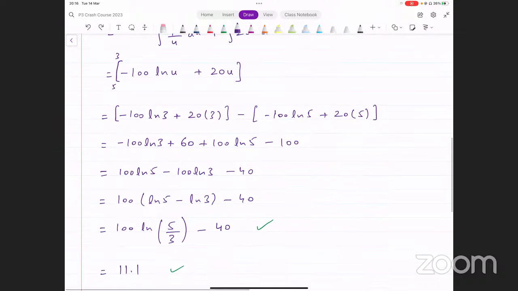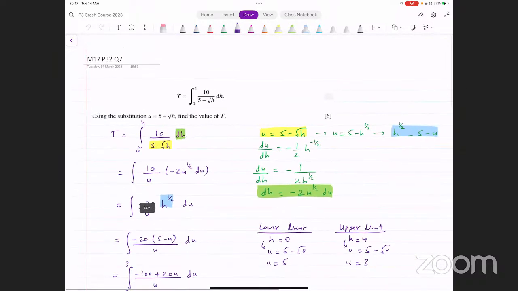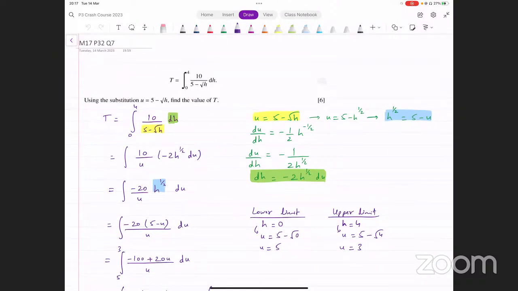All right, so that's how we use integration by substitution. Whenever you have to do this, they will always tell you in the question that you have to use substitution, and they will give you that substitution. Okay, so they'll always tell you about that. All right, now that's it for today. If you have any questions, you can let me know.